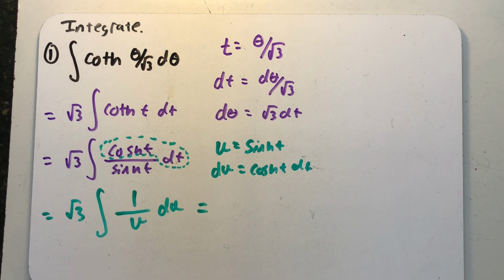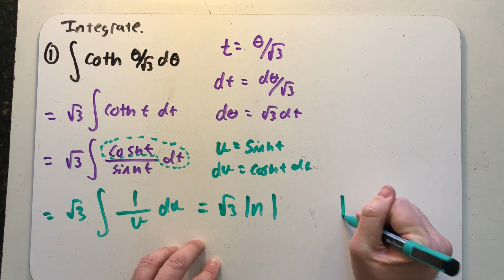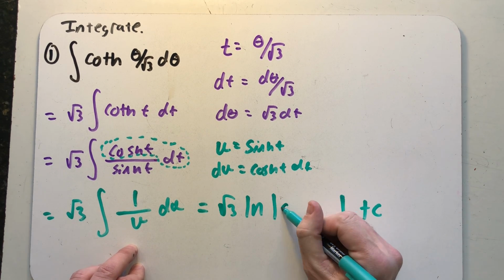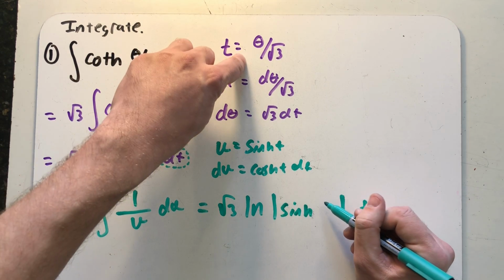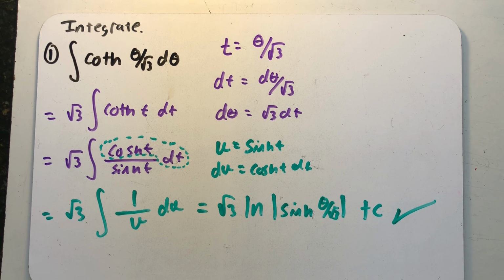Root 3 times the natural log of the absolute value of u plus c, but u is equal to the sinh of t, and t, before I even write it down, is equal to theta over root 3. And there's my nice, happy antiderivative for the hyperbolic cotangent of theta over root 3. And I've chosen to do this by using 2 substitutions along the way.